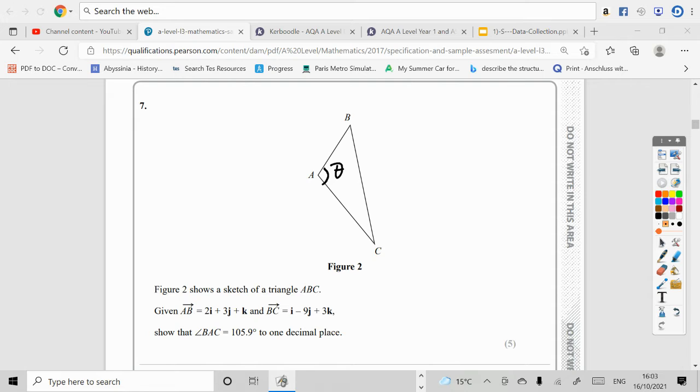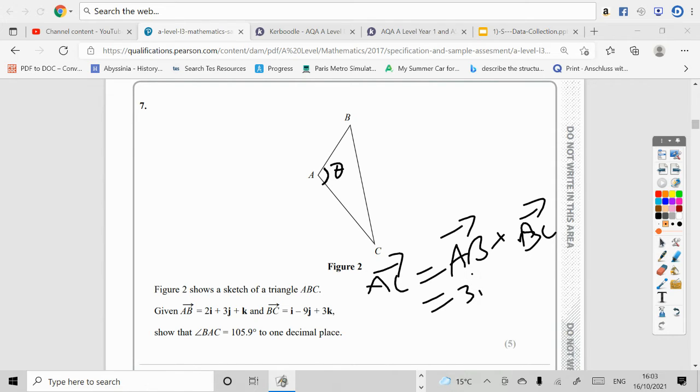So using that triangle, we need to find these lengths, don't we? AB is 2i plus 3j plus k. So let's find AC first of all. What is AC? That's AB plus BC. We add them up. So I get 2i plus i, so I get 3i.